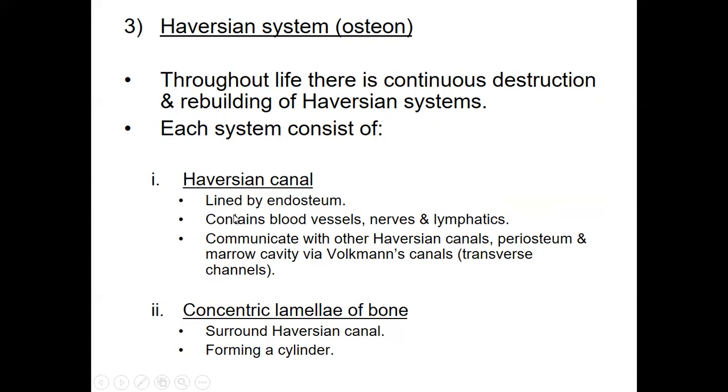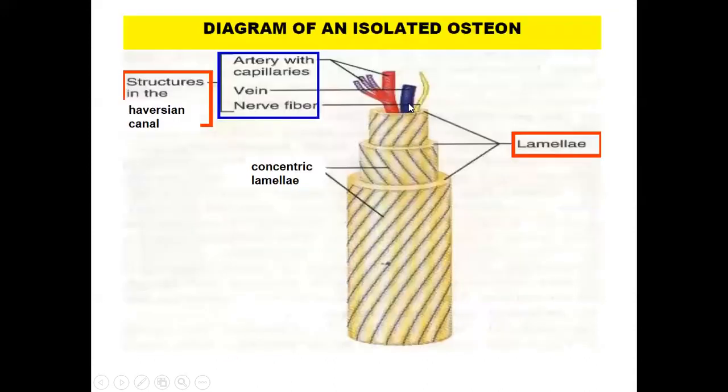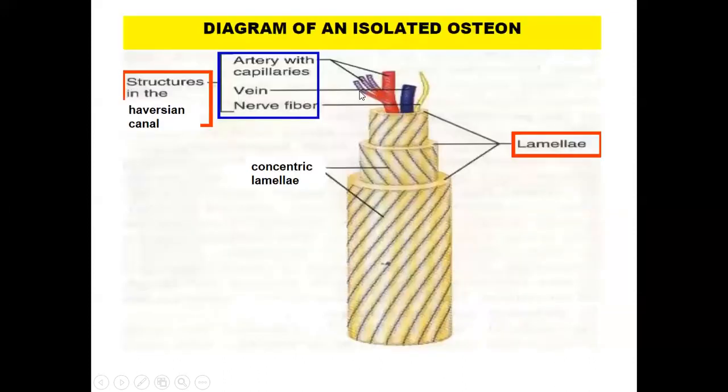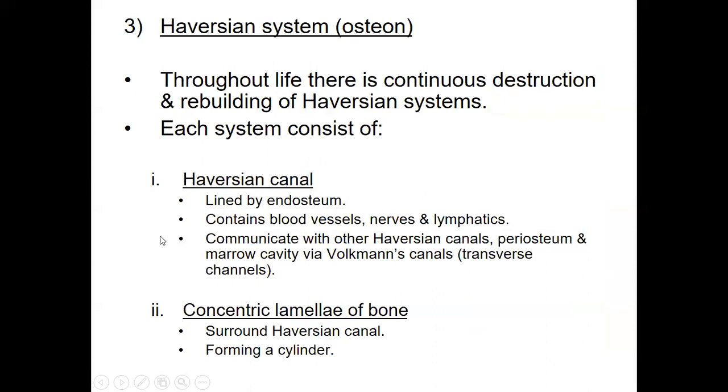And what are the structures present inside the canal? We have the blood vessels, the arteries with the capillaries, the veins, and also the nerve fibers. So these are the contents present inside the Haversian canal.